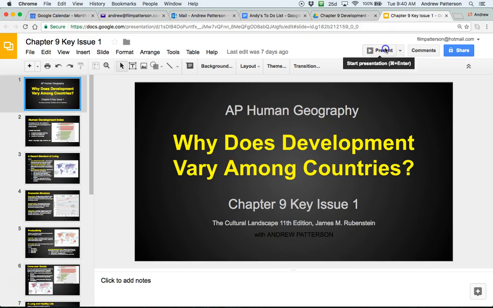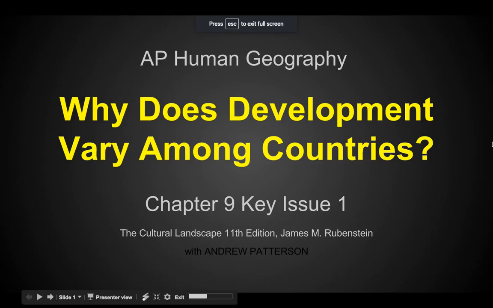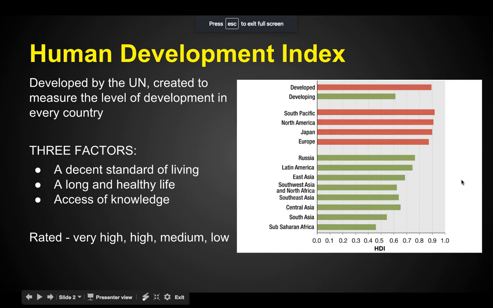Today, we're going to be taking a look at why development varies among countries. So, the Human Development Index. This is something that was created by the United Nations. It was supposed to measure the level of development in each country, meaning how developed you are or not.